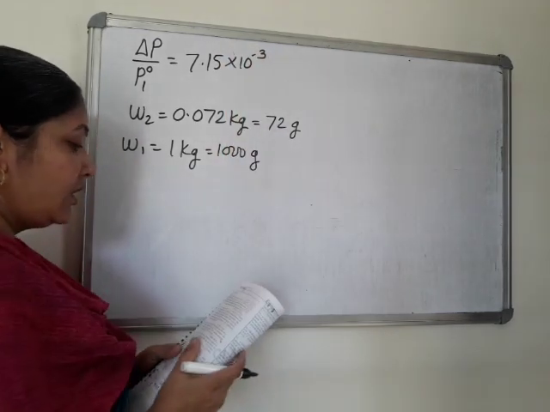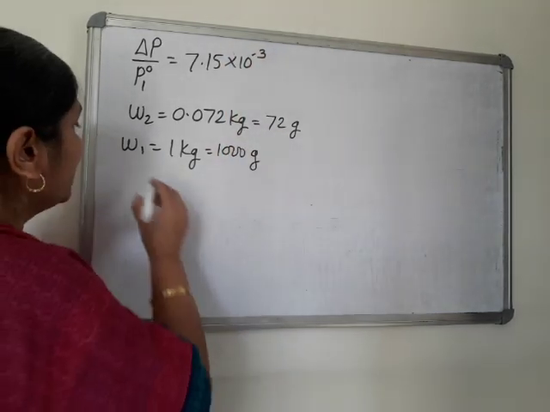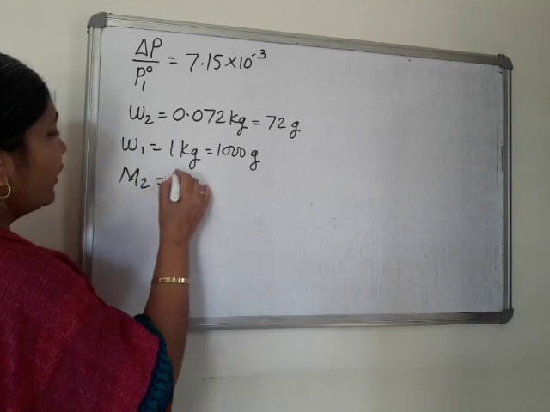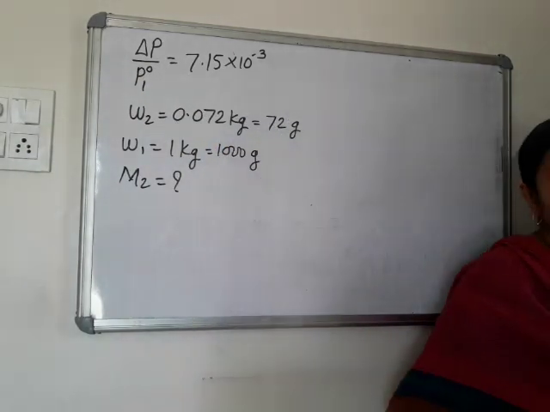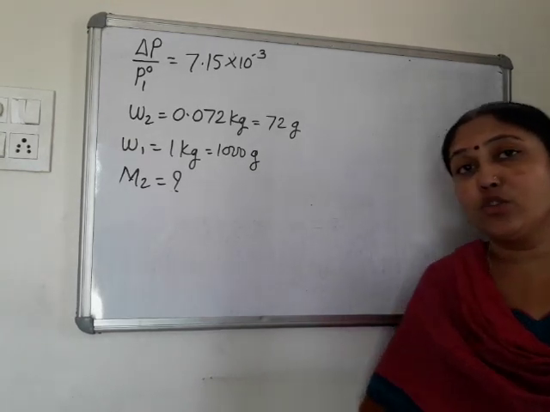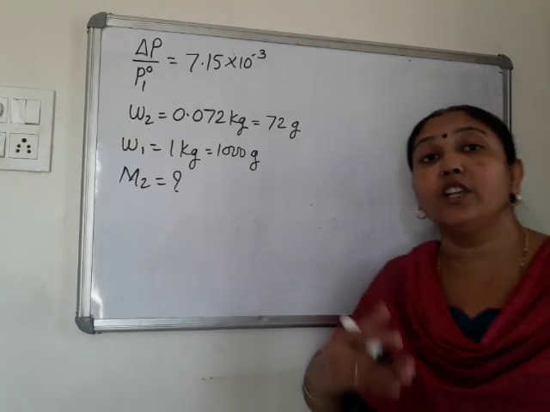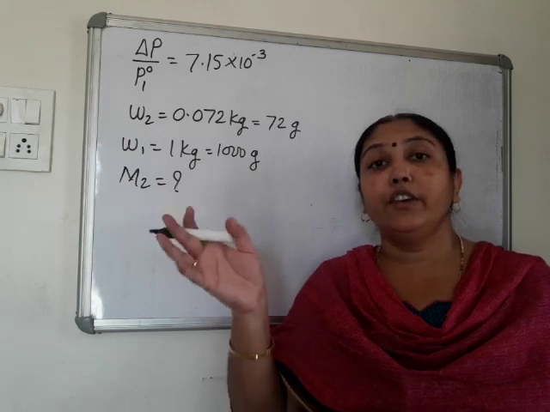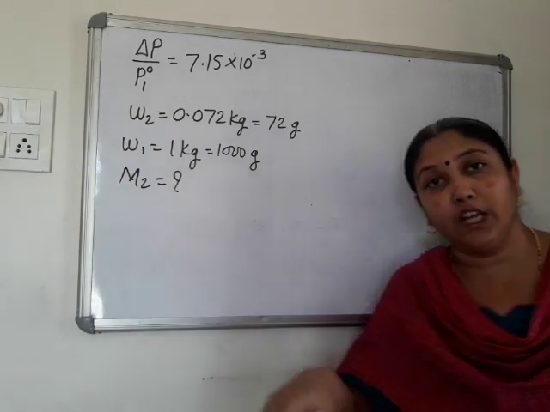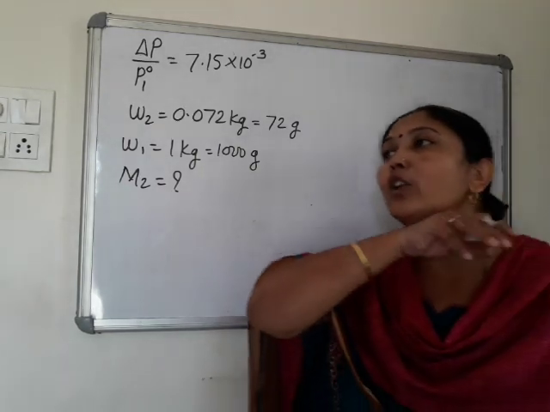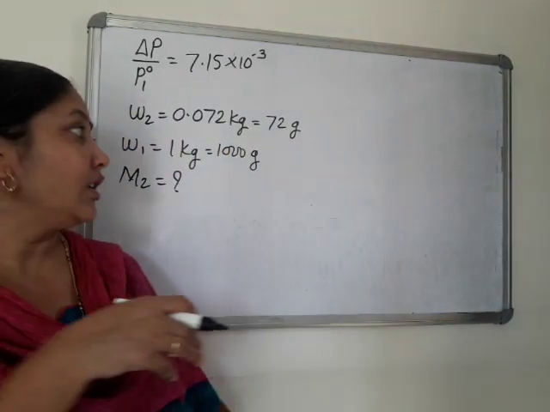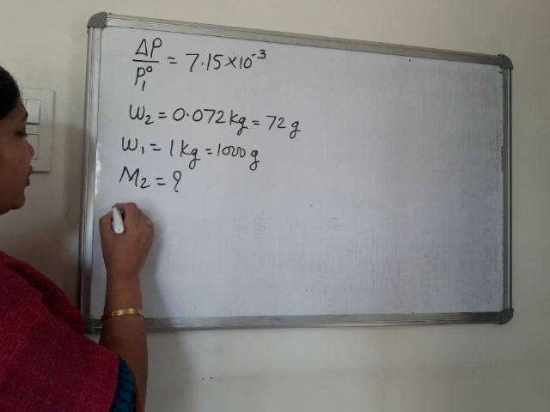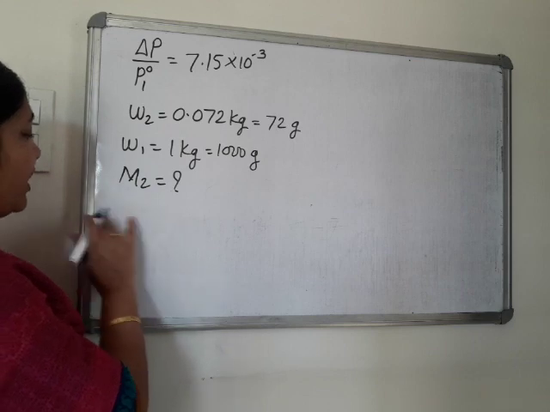And what's the question? Calculate molecular weight of the substance, means M2 we have to find. Solvent used is again water. Observe carefully what the solvent is, because many times they change the solvent used. If it is water, then only M1 will be 18. Otherwise, M1 value will differ if solvent is changed. So, what is the formula?